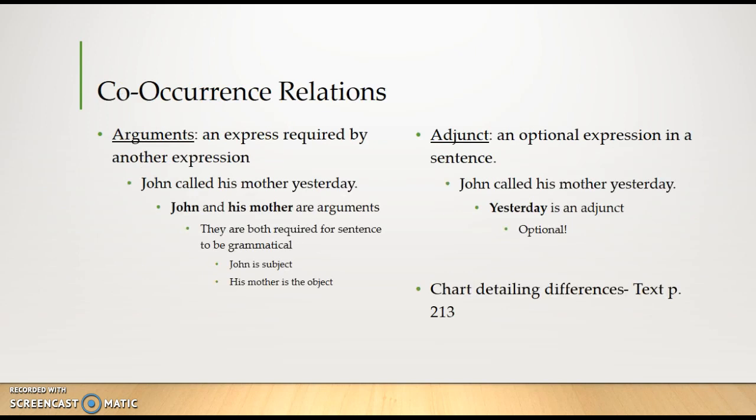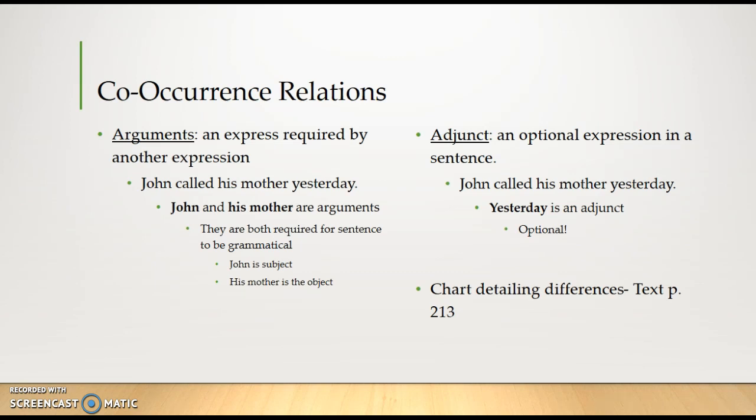Then we have parts of our sentences, our syntax, that are co-occurrence relationships. An argument is an expression required by another expression. So, John called his mother yesterday. John and his mother are arguments. You need both of them for the sentence to be grammatical. John's the subject, his mother's the object. You need both of them.